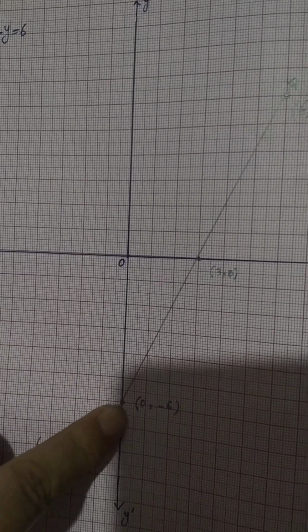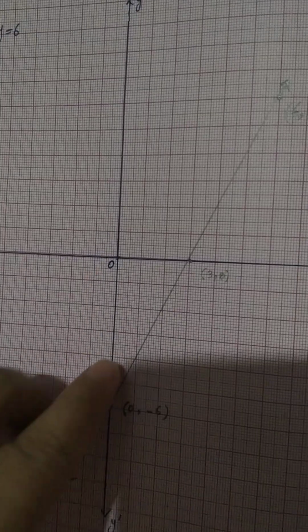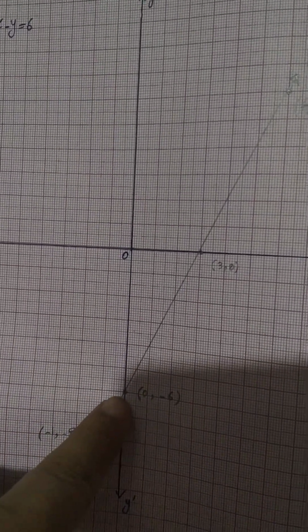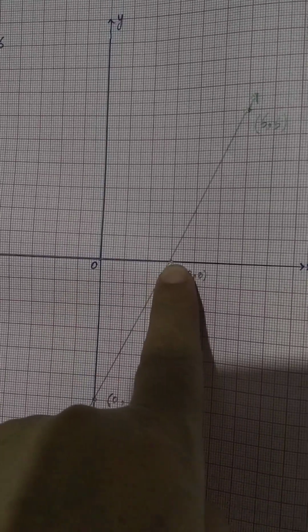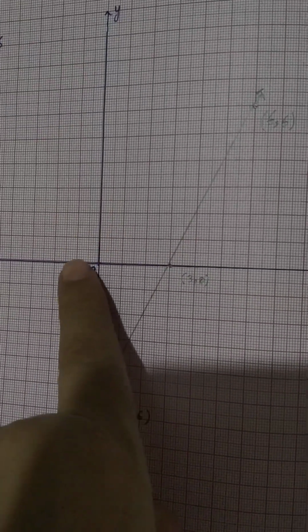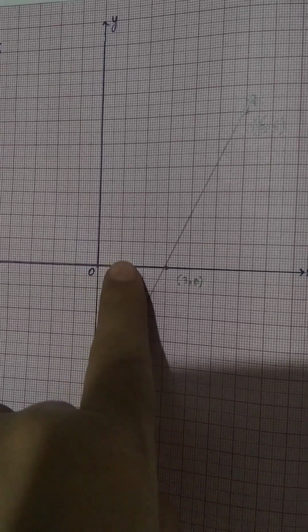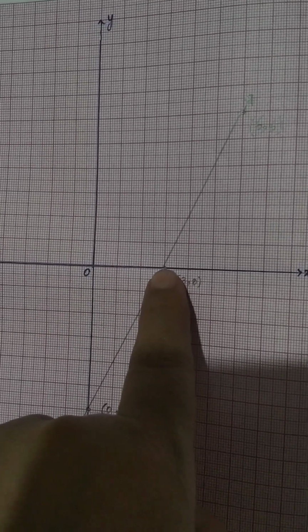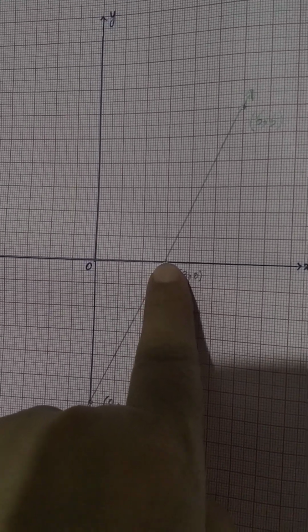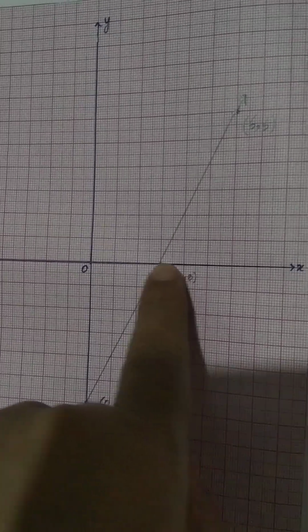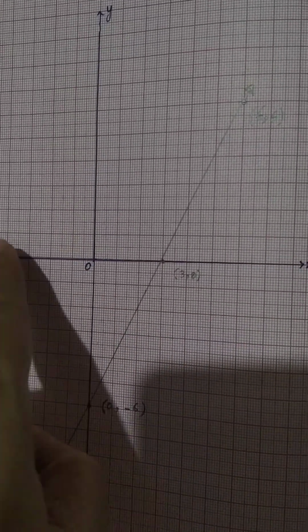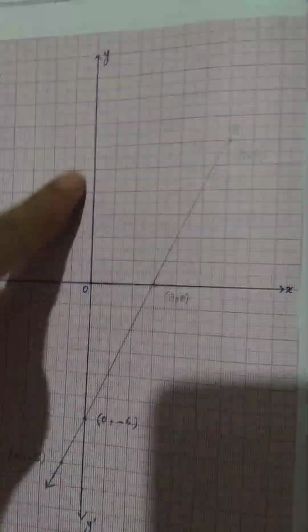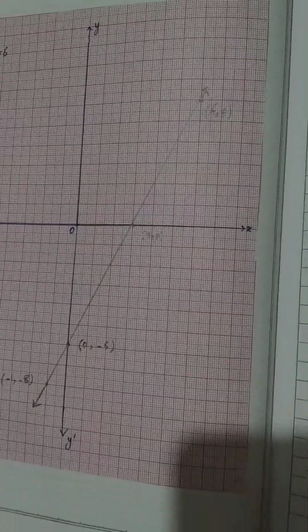And y will be minus 6, means from y we came down. And then if x is 3, which is here, 0 is here. Okay, 1, 2, 3 will come here. And then y will be 0. There won't be any y. Here is the line for x, this side is the line for y.